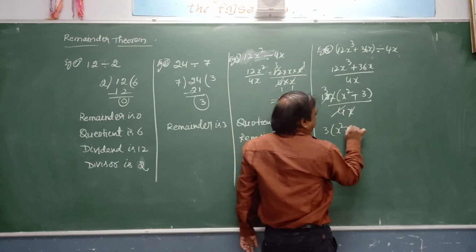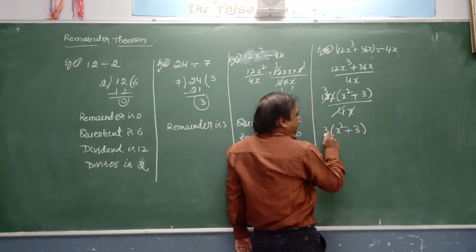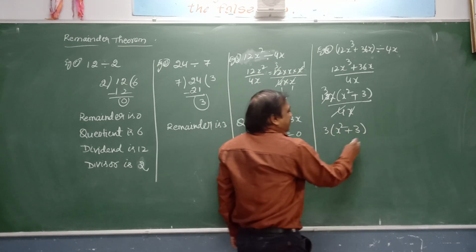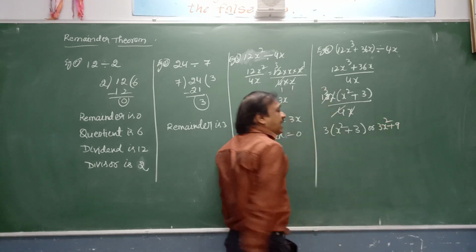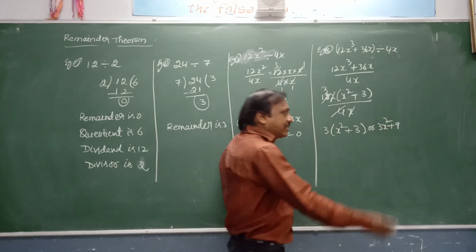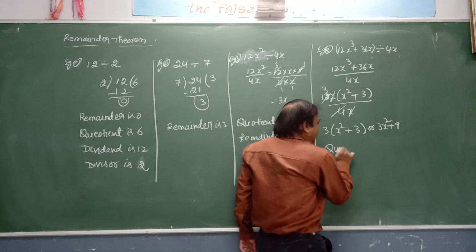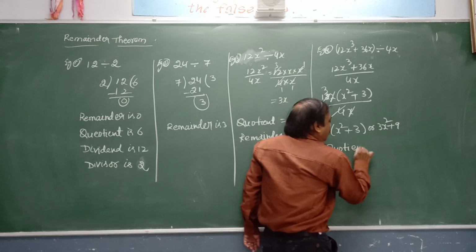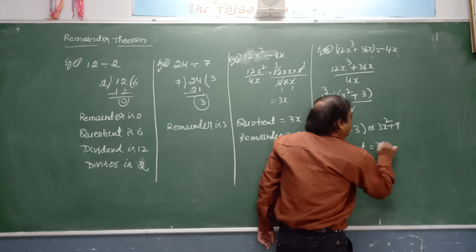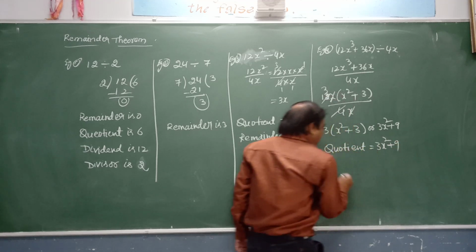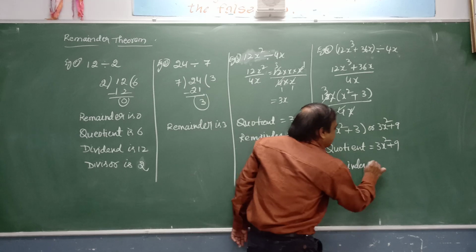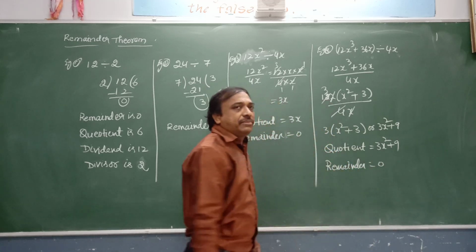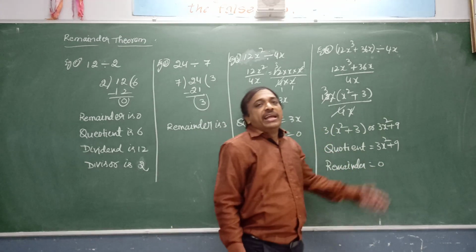3 into x square plus 3, which is nothing but 3x square plus 9. This is the quotient. The quotient is equal to 3x square plus 9, and the remainder is equal to 0.